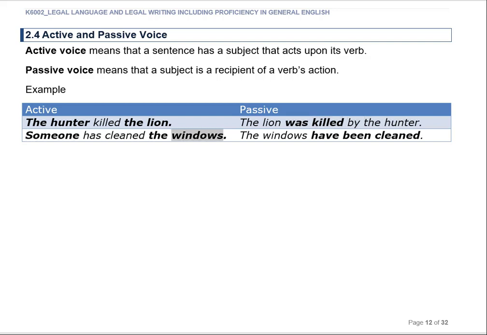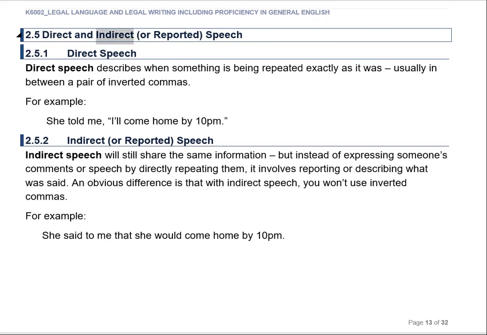Someone has cleaned the windows. The windows have been cleaned. Direct and indirect, or reported, speech.